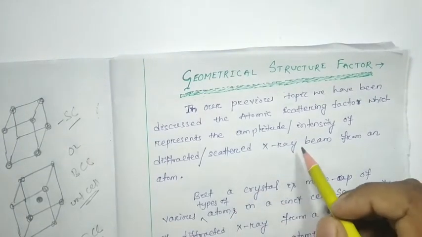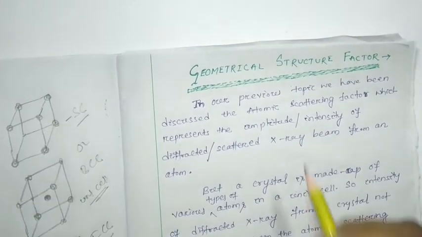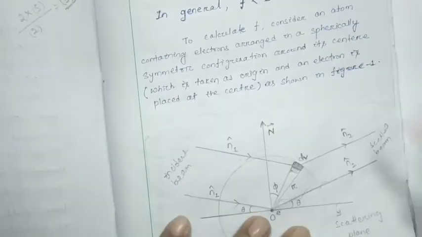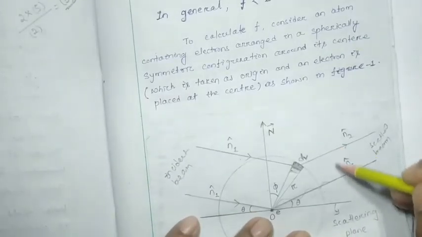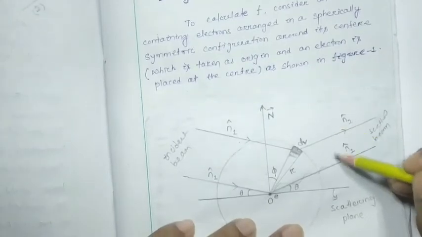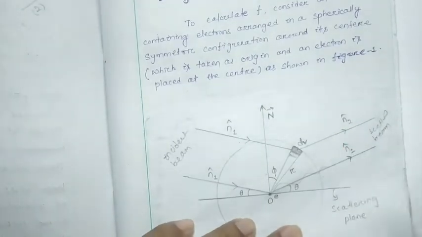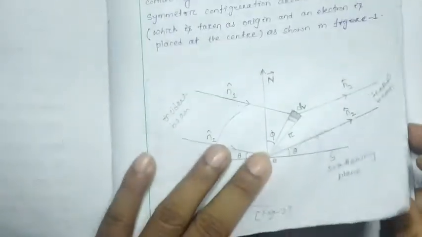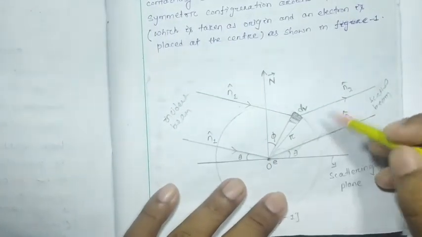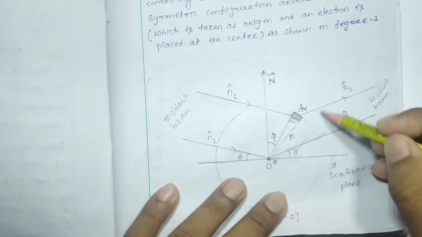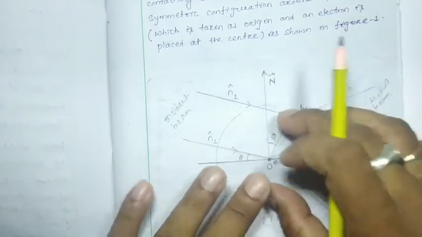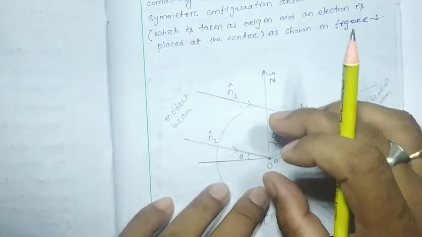Here one thing I want to say to you: many books have written that diffracted X-ray beam, some books write scattered beam, some books write diffracted beam. Either word, you have to understand that the diffracted or scattered beam is the beam after it has interacted with the atom or with a crystal.